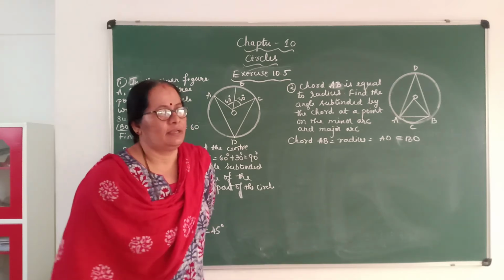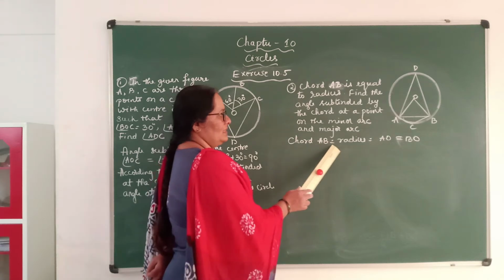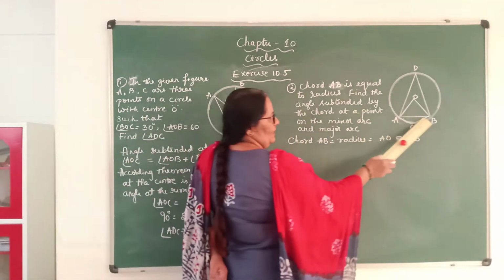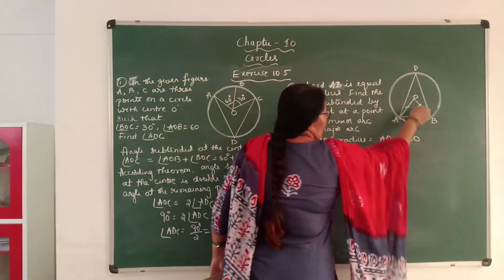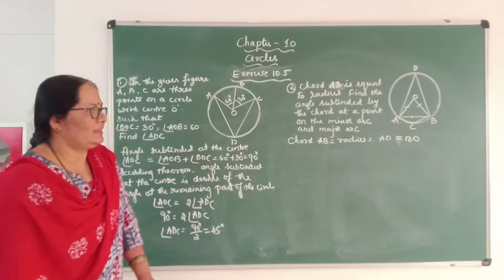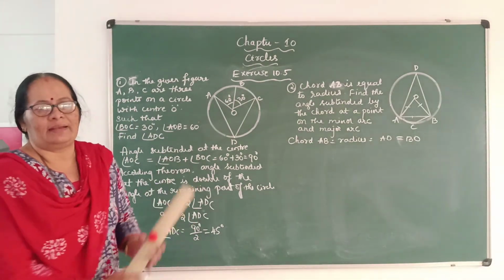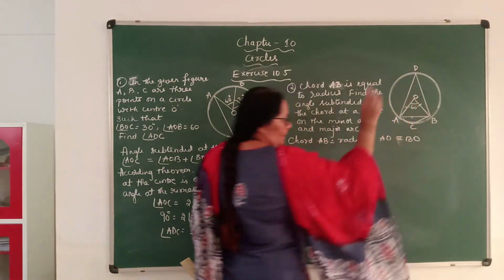Here no angles are given, but the condition is chord AB is equal to radius. It means AB equals AO equals BO. All the three sides are equal. Then what type of triangle is it? It is an equilateral triangle. Therefore, each angle is equal to 60 degree.